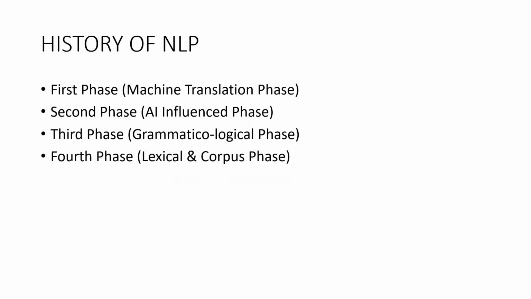Next, let me discuss the history of NLP. There are different phases. The first phase is the machine translation phase. The second phase is the AI influenced phase. The third phase is the grammatical logical phase. The fourth phase is the lexical corpus phase.